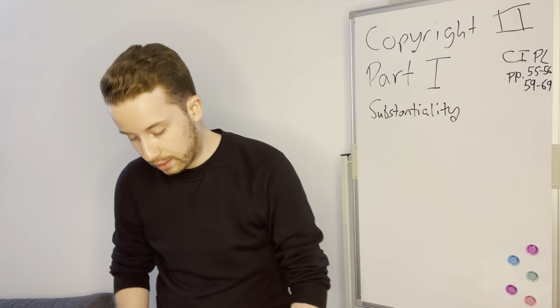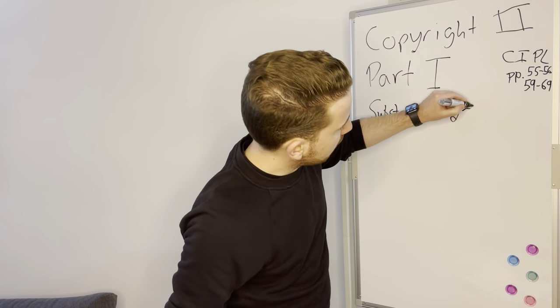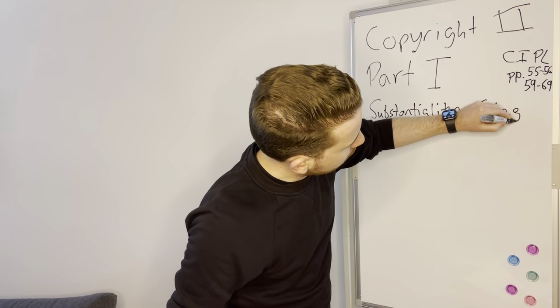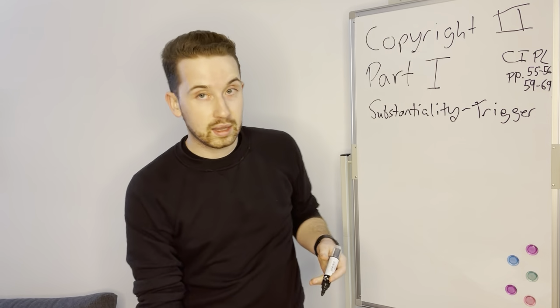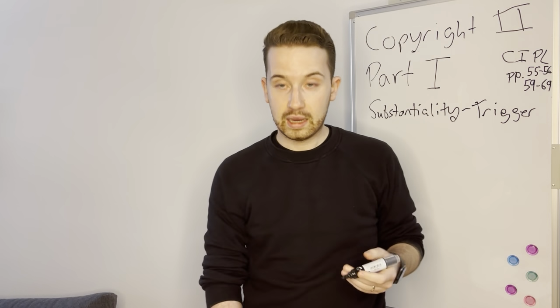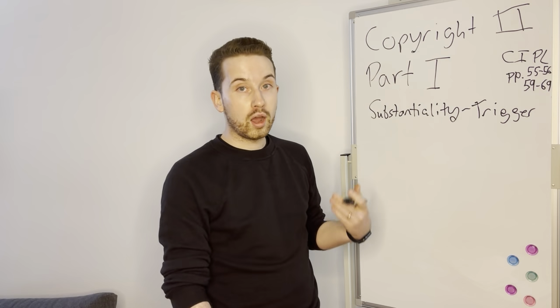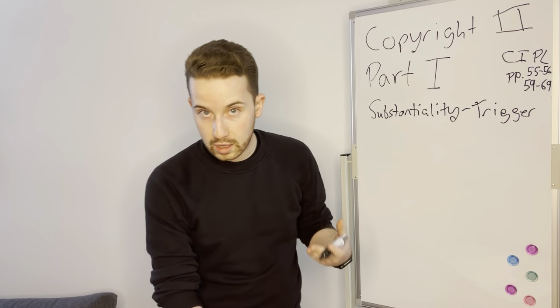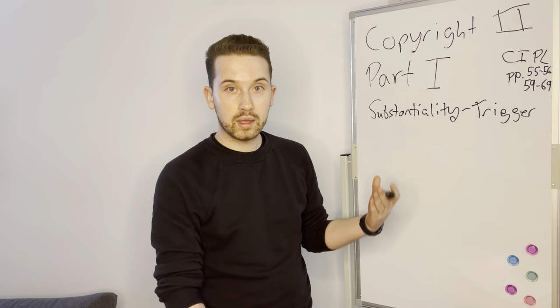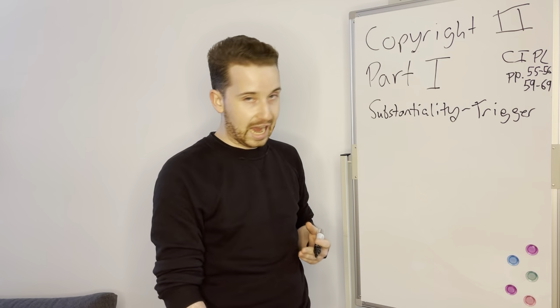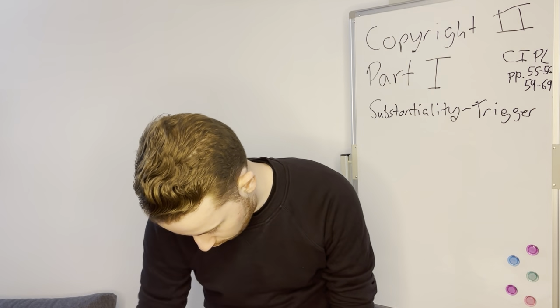So substantiality should be understood as essentially a trigger issue. And so copyright is about preventing people from copying your stuff, and it's only going to constitute copying under the law if it's copied enough. If you've copied enough of the work or enough of the substance of the work for it to trigger the application of copyright protection. And so some copying is okay, and substantiality acts as a trigger issue for that.